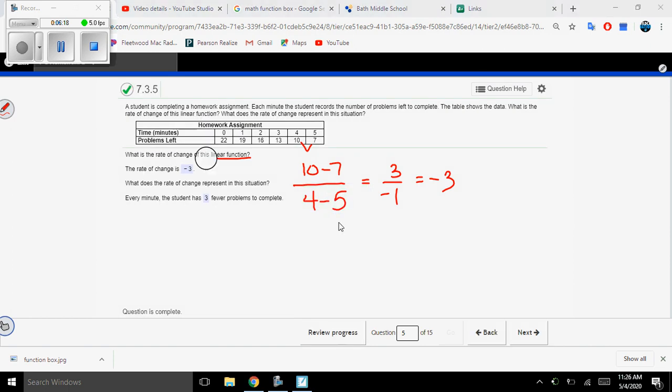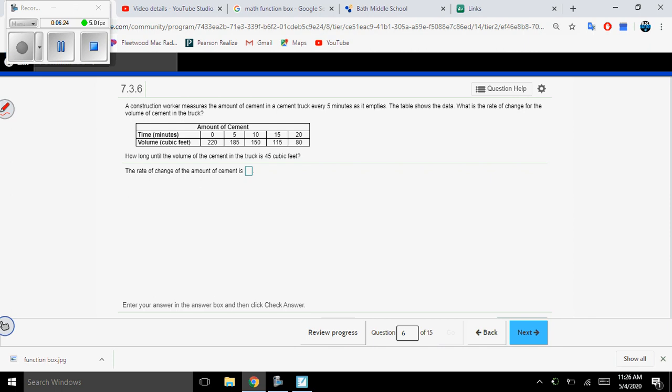We move on to my last example, which is going to be problem number 6. On problem number 6, as we take a look at it, we've got, again, a construction worker, the amount of cement in a cement truck every 5 minutes as it empties. What's the rate of change for the volume? So how long until the volume of the cement in the truck is 45 cubic feet?